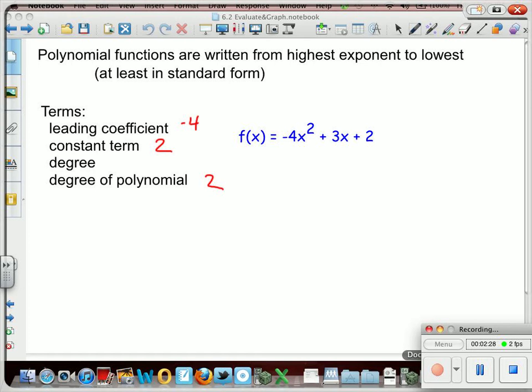If I asked about the degree of each term, I have 3 terms, right? So the degrees would be 2. Of the 3x, the degree would be 1. And of the constant, if you don't see an x, it means that the degree is 0, because it's x to the 0 power, which is 1.